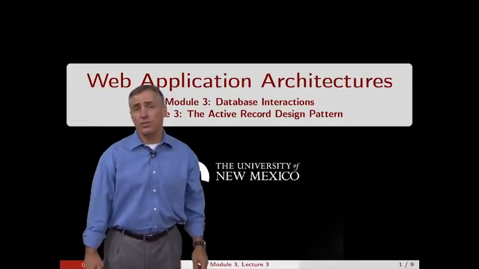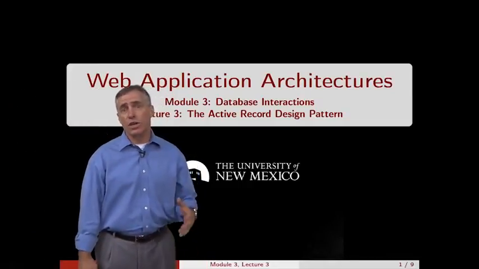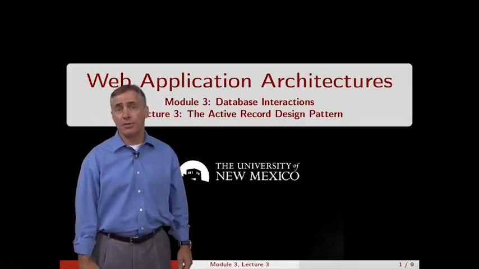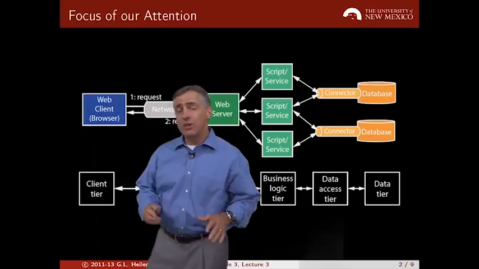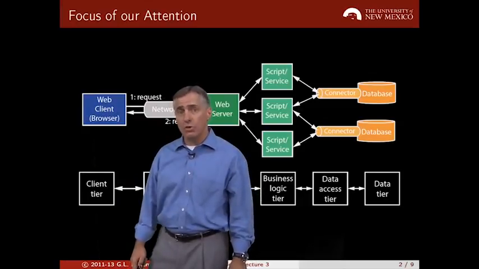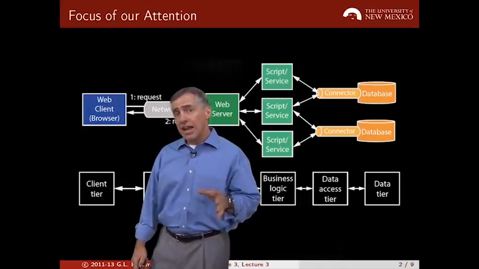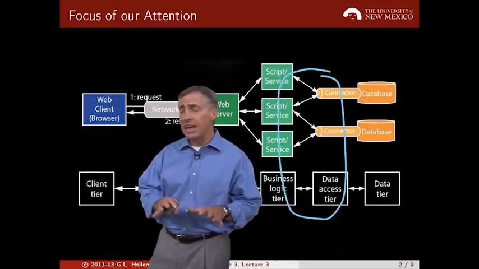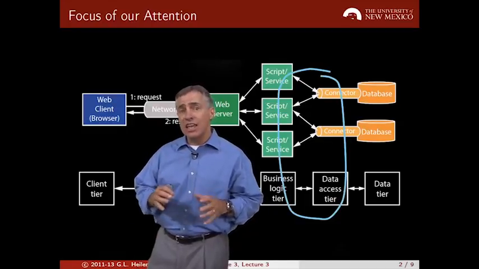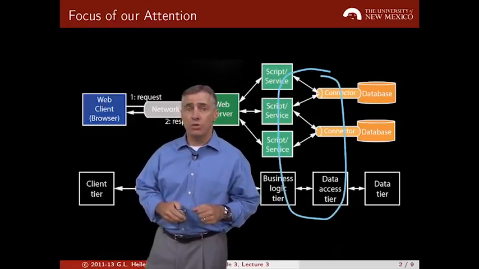Welcome to the third lecture in Module 3, and in this lecture we'll cover the active record design pattern. Now if you recall, we've described the fact that Rails is based upon the model view controller design pattern. And what Active Record does for you is it links together the business logic and the data access tiers. It's the M in the model view controller design pattern.